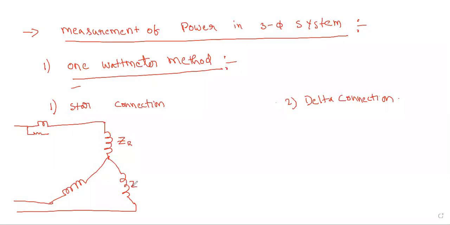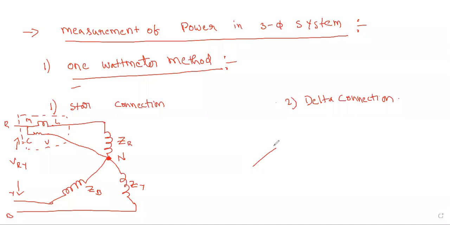Impedance in the R phase, impedance in the Y phase, impedance in the B phase. So R, Y, B. This one is called the voltage between R and Y, line voltage. What is the name of this point? Sorry, in star connection it is the neutral point. The wattmeter's voltage coil, V, is connected to the neutral point. This is about the star connection.